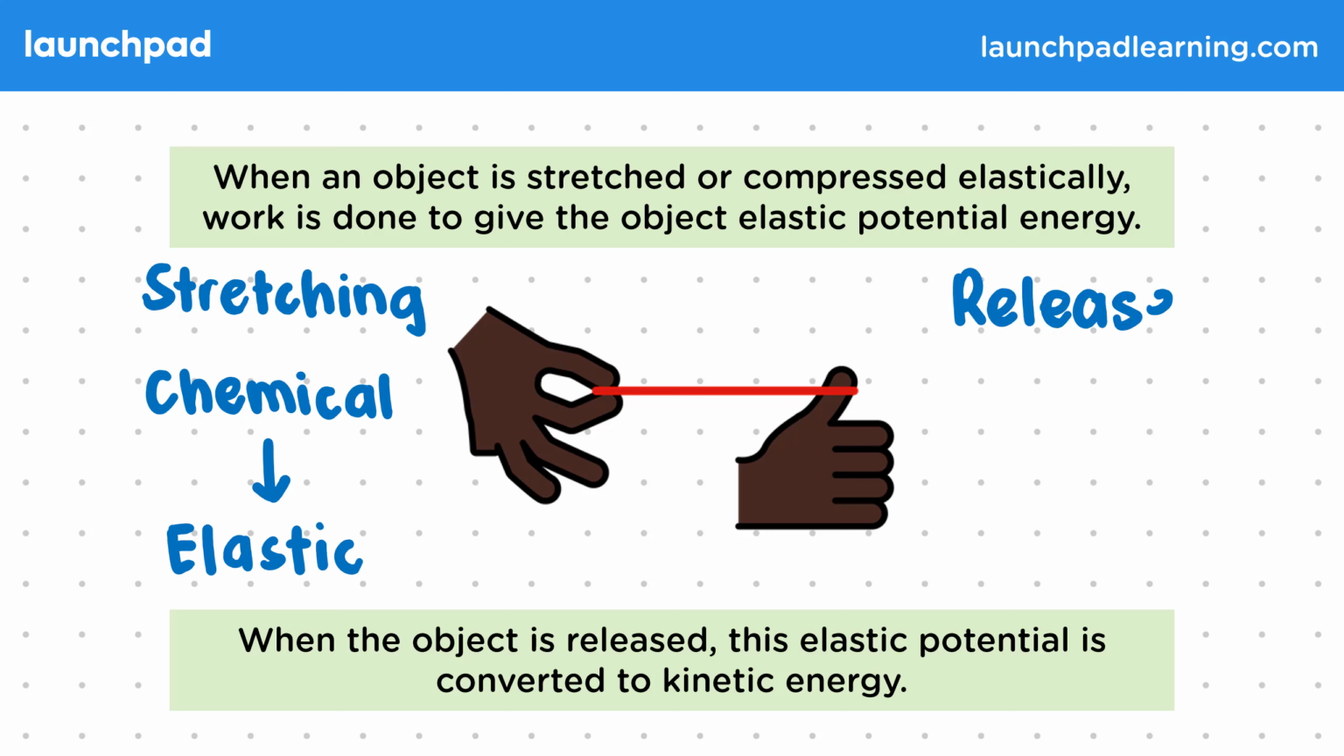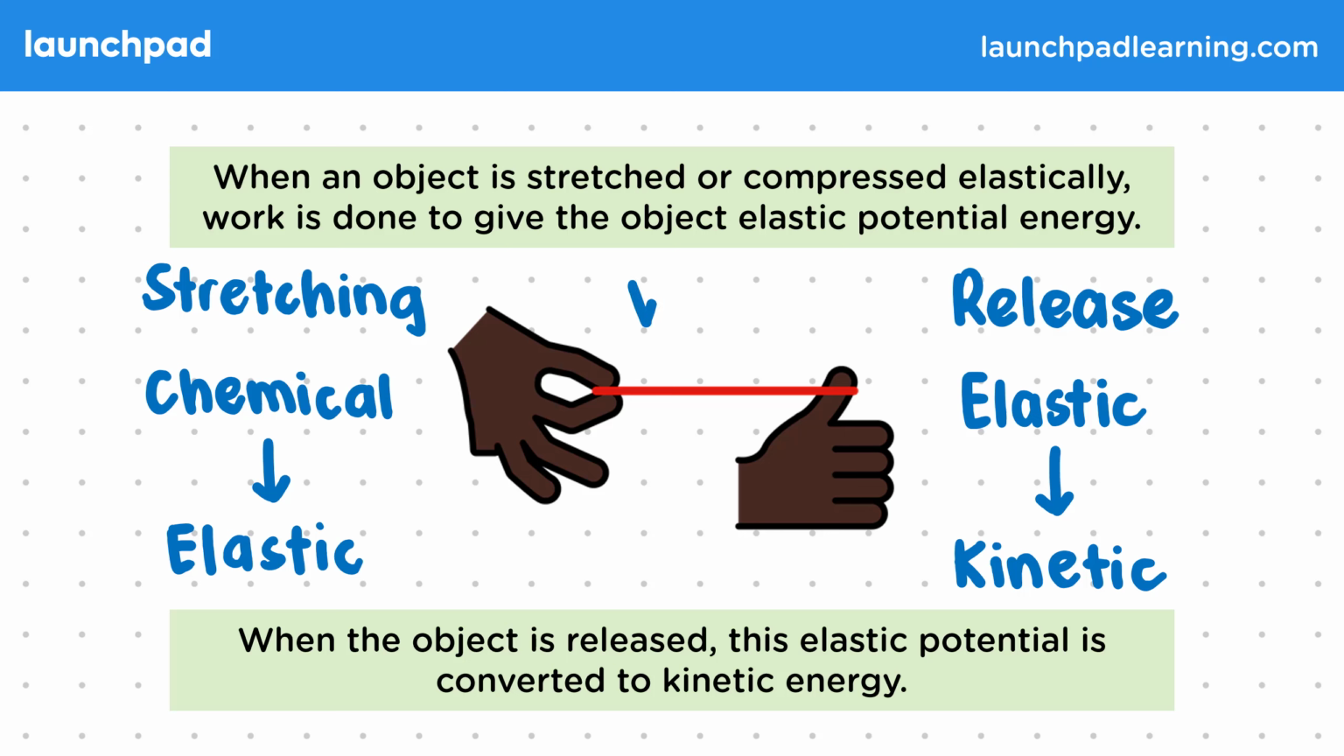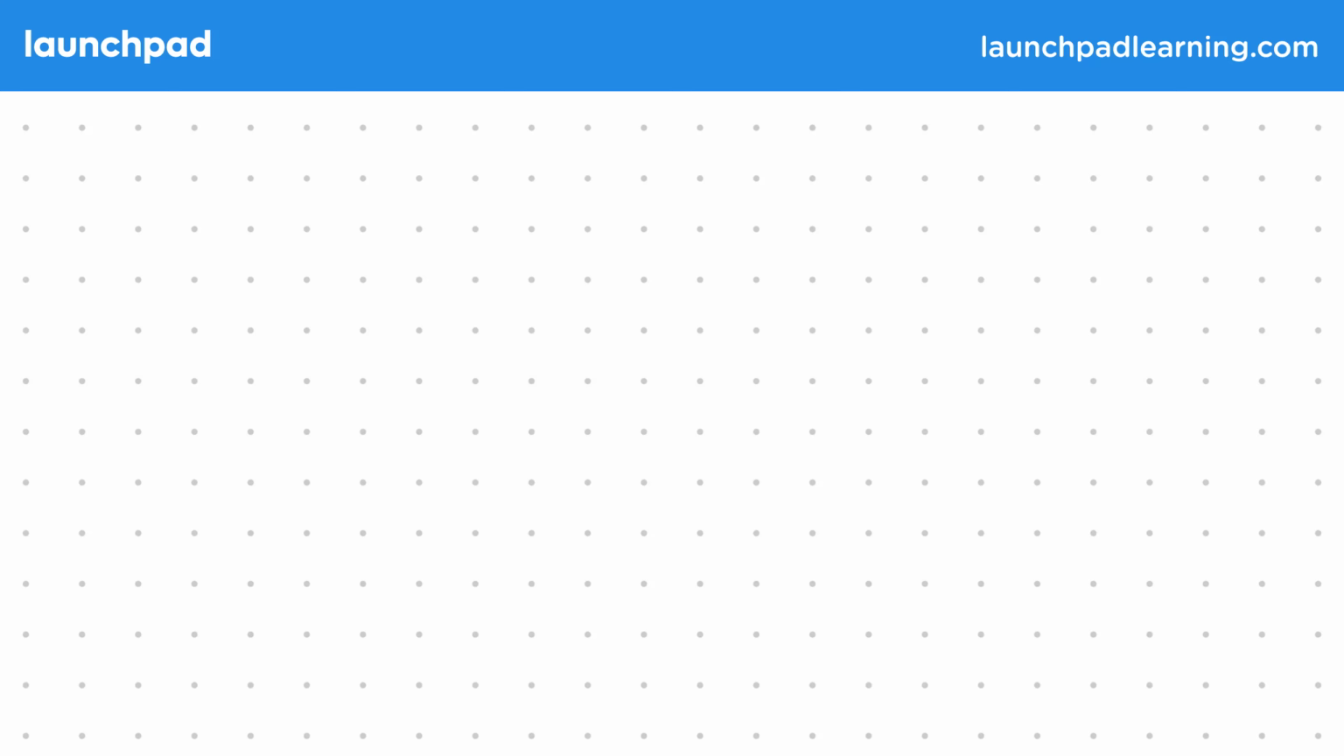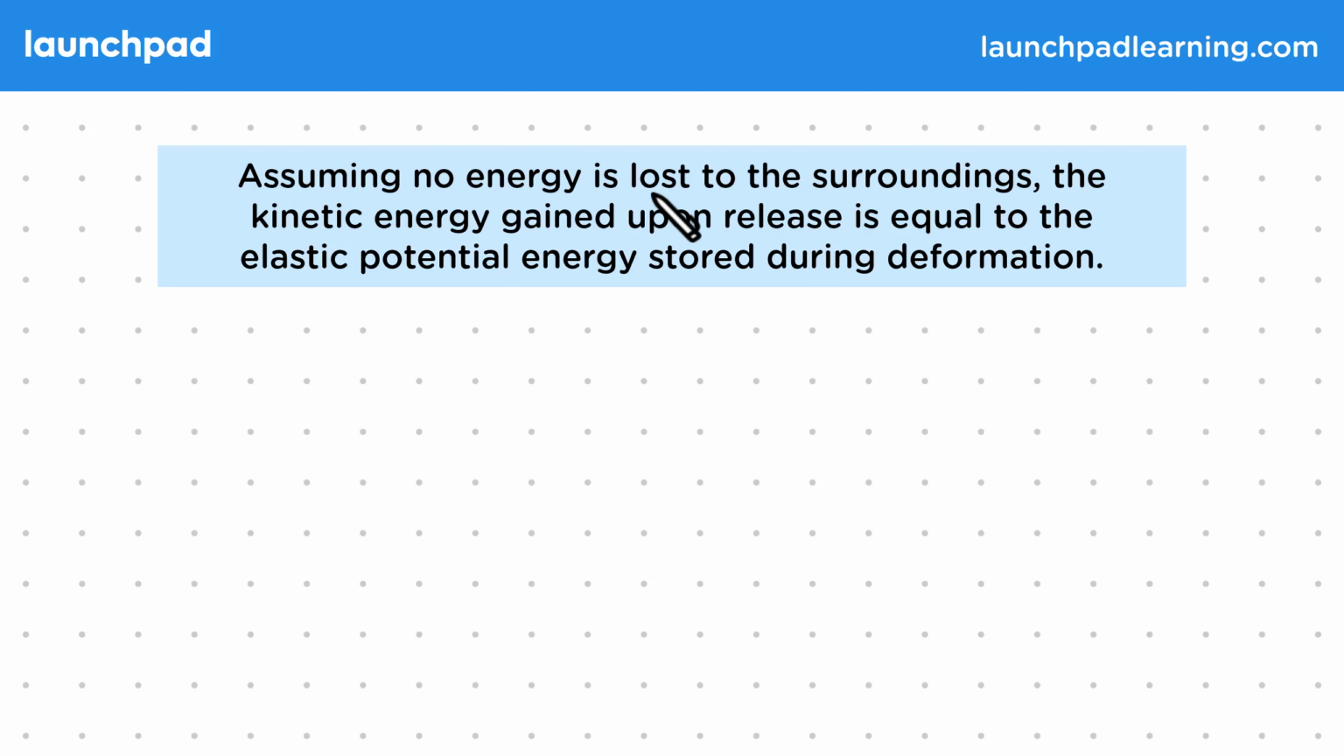So when we release the band, the elastic potential energy turns into kinetic energy. The band then suddenly gains velocity. So what can we say about the relationship between elastic potential and kinetic energies? Well, assuming no energy is lost to the surroundings, the kinetic energy gained upon release is equal to the elastic potential energy stored during deformation.